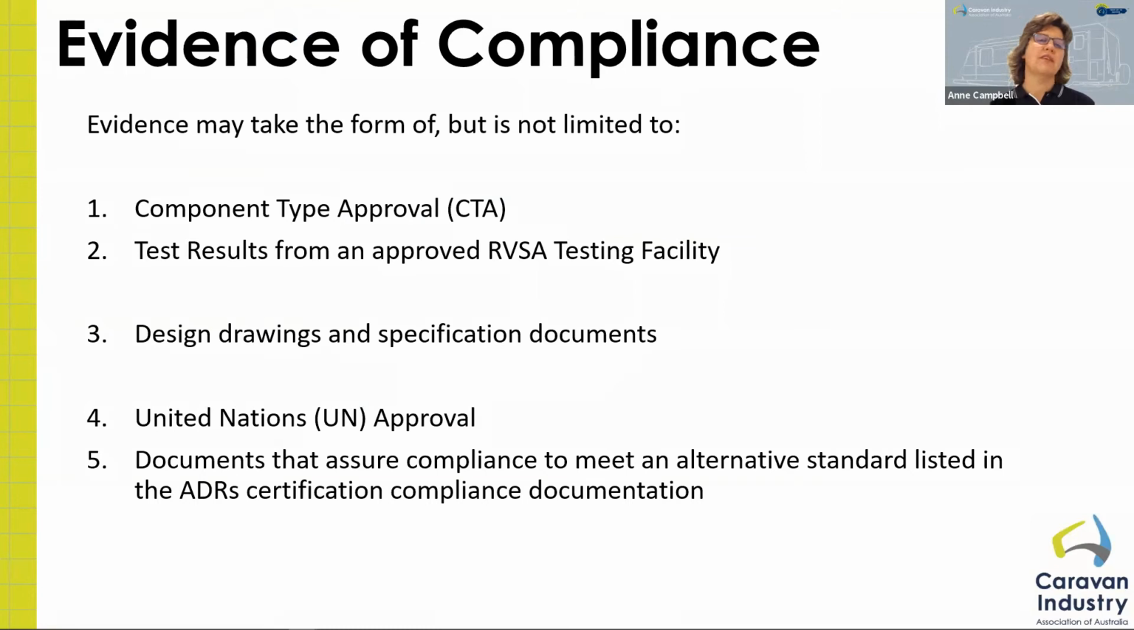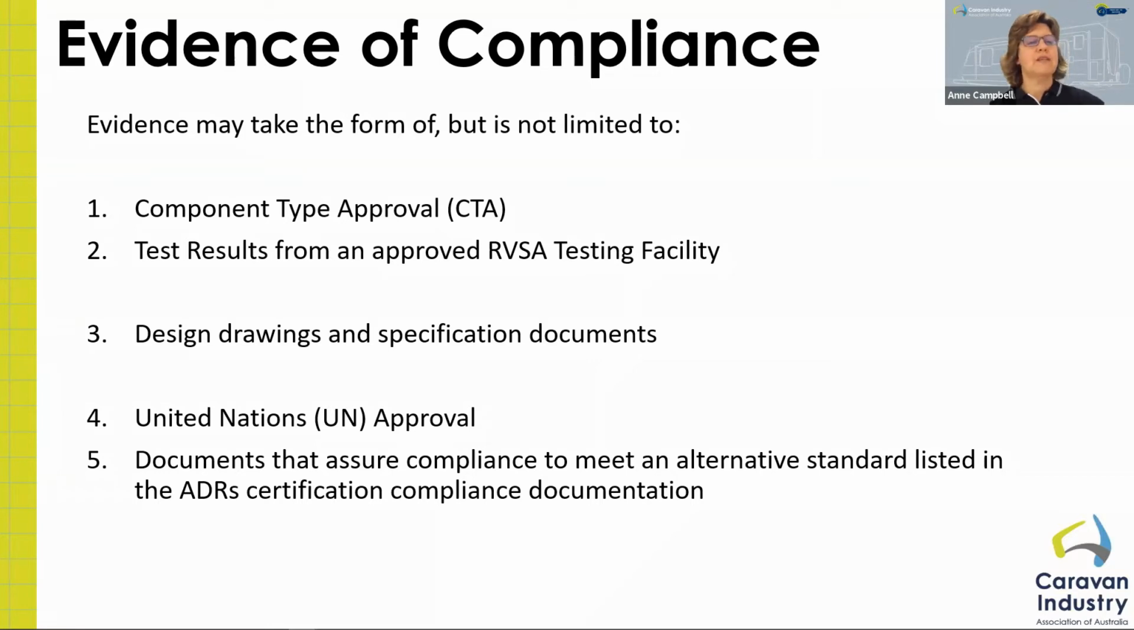There's a number of forms that evidence may take. One particularly simple option is a component type approval. This is particularly relevant if you have a component that has a specific ADR or a distinct test within an ADR. Test results obviously can apply to components themselves or sometimes to groupings of components. The key thing with the RVSA is that any testing results that you rely on must come from an approved test facility.